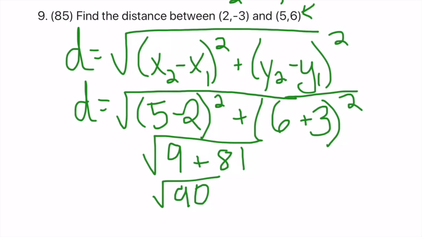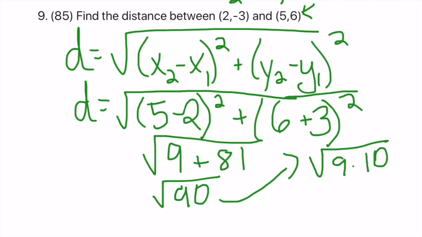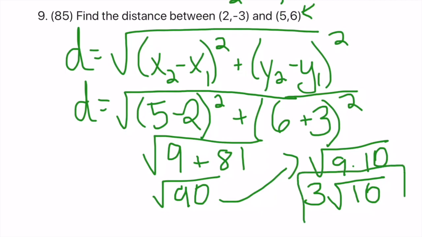And now we need to find the square root of 90. So I'm going to break up 90 into 9 times 10 because I know 9 is a perfect square. That's 3. 10 can't be broken down into any perfect square, so it just stays inside. And that's your final answer, 3 root 10, because we can't simplify that anymore.